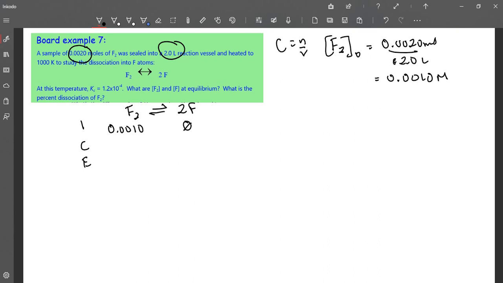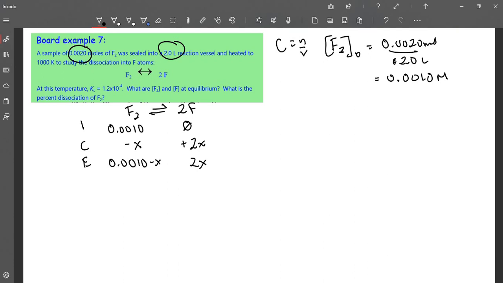Okay, now write in your known expressions for C. We know that this is going to decrease by a negative value, an unknown x, but proportional to the coefficient, so it's minus x. Our product is going to increase, so positive x, but proportional to that coefficient, so it's 2x. I plus C gives you an expression at equilibrium for reactants, 0.0010 minus x, and we get 2x for our product. Okay, so we have expressions at equilibrium for both substances.